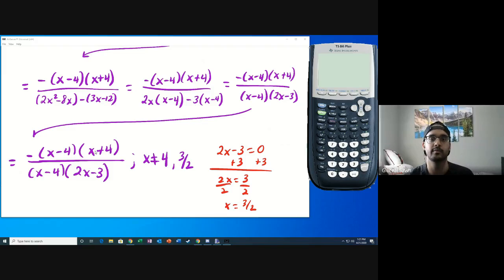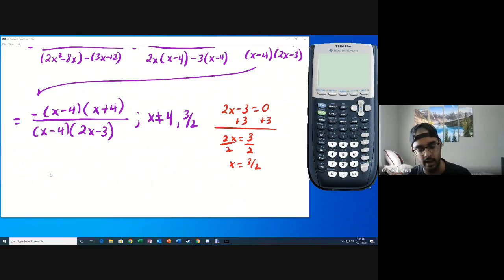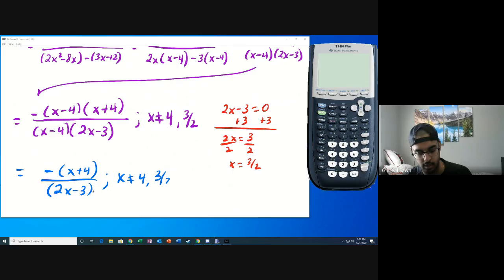Now I can look at simplifying. Once everything's factored fully, now I see that I've got two factors the same, top and bottom. So let's go ahead and divide them out. So my final, most simplified, nothing else I can do answer is negative x plus 4 divided by 2x minus 3. You can leave the brackets or not. I just prefer them. I just think they look nicer. X cannot be 4 or 3 over 2. There is your simplified solution.